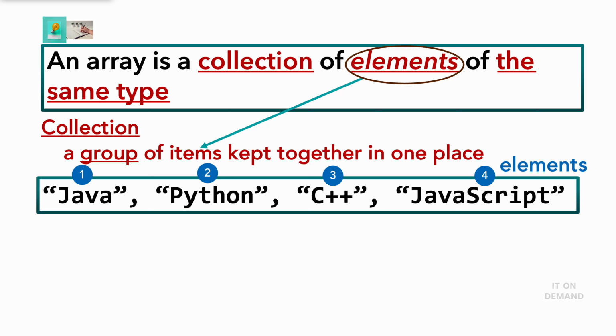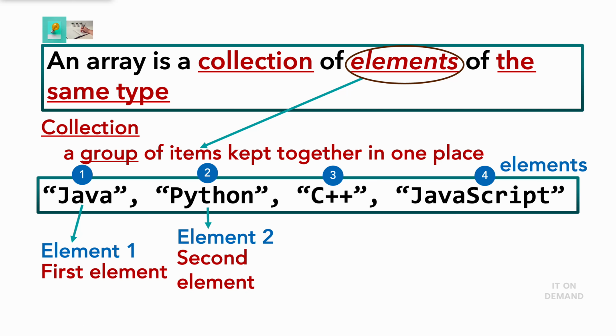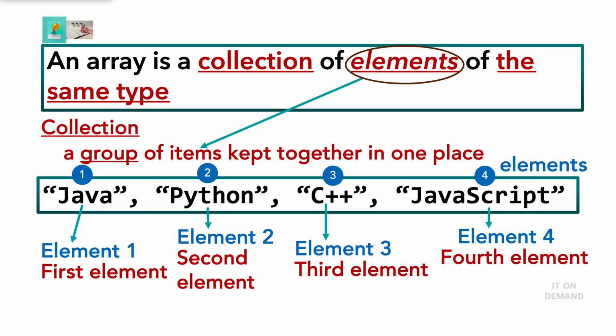We have 4 elements. And which one is the first one? Java. What's the third one? C++. And so this is element 1, which is the first element. We have element 2, which is Python. Element 3 is C++. Element 4, which you can also say fourth element, is JavaScript.